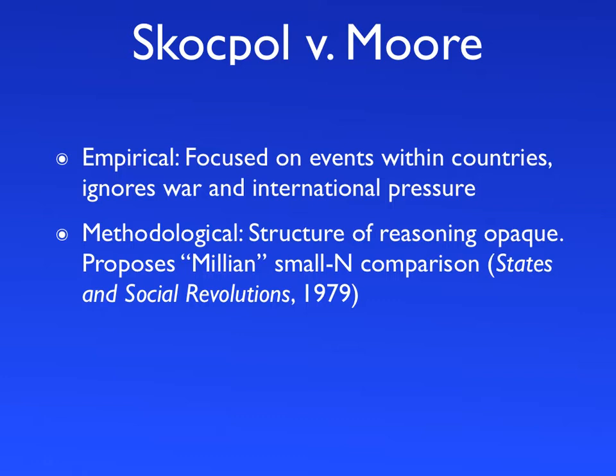Revolutions weren't the major dependent variable of Moore's book, but he had a lot to say about them along the way. Skocpol also had a methodological complaint, which you might understand thinking about the complexity of the previous slide. She thinks that the structure of reasoning is opaque. It's not just one difference or even a manageable number of differences between the cases that end up with democracy and those that end up with dictatorship that explain them. She wants a clearer structure of reasoning, and she proposes the use of small n comparisons, so comparisons of a small number of cases using the Millian logic of experiment that we talked about in last week's lecture.